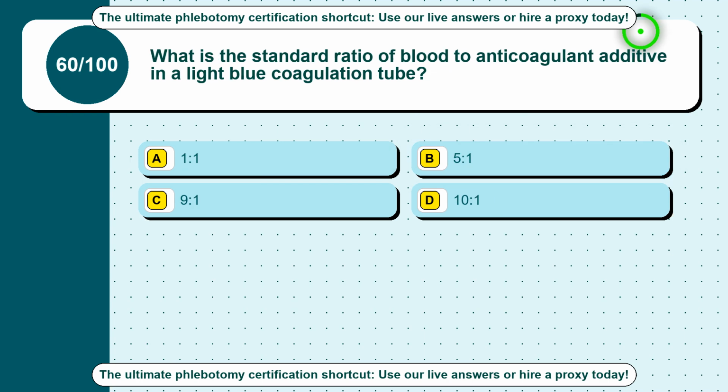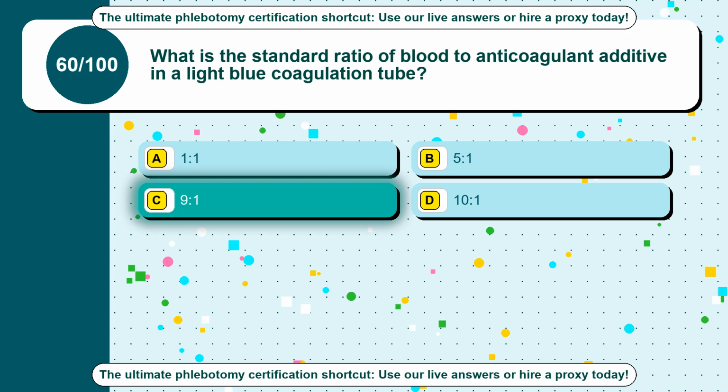Question 60. What is the standard ratio of blood to anticoagulant additive in a light blue coagulation tube? Option A, 1:1. Option B, 5:1. Option C, 9:1. Option D, 10:1. The correct answer is option C, 9:1.